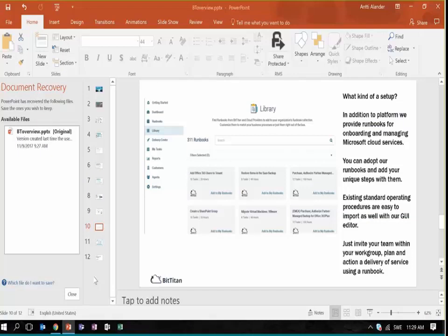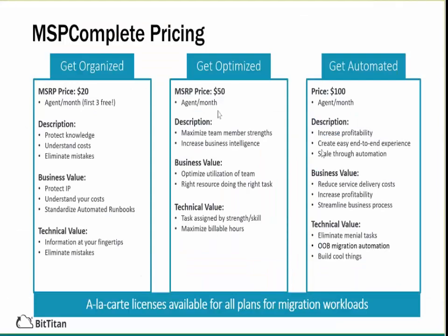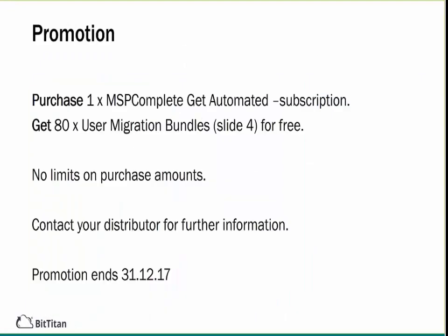Now, as a final thing that I want to leave all of you about the pricing, we have 3 tiers: get organized, get optimized, get automated. If you want everything, it's $100 per user per month with a yearly commitment. You can test everything else except running the automation for the first 3 agents for free. For more details, please discuss with Ingram and with us.